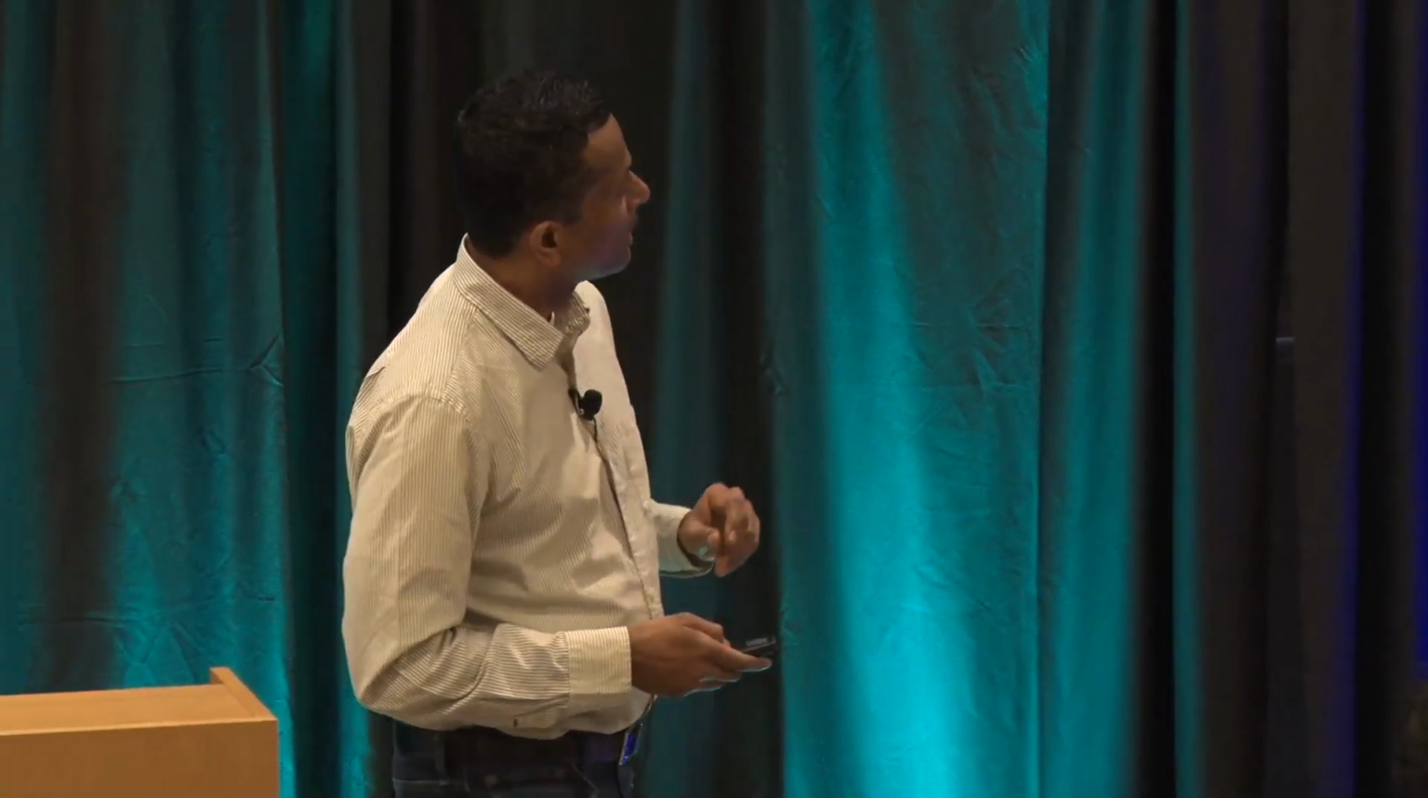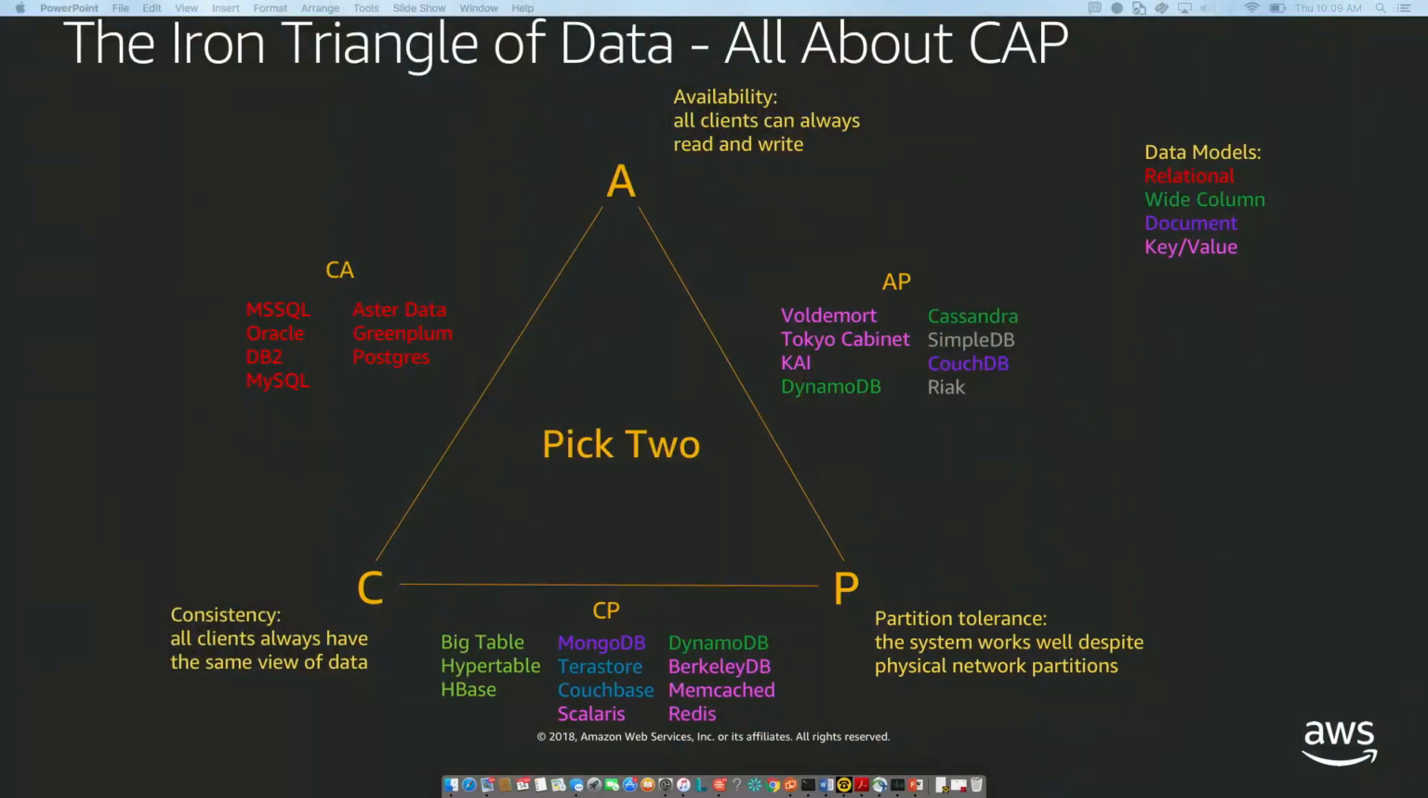So when you're choosing a database, let me go through all the pieces that come in this slide. When you're selecting a particular database for your workload, there are three key fundamental concepts that you want to keep in mind.